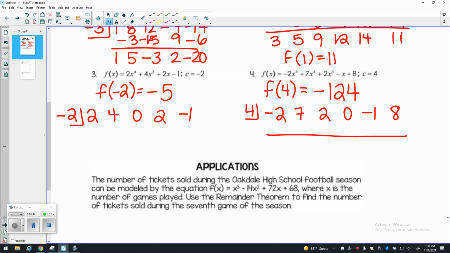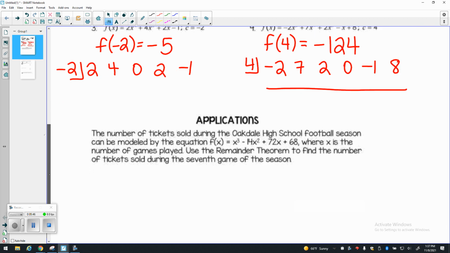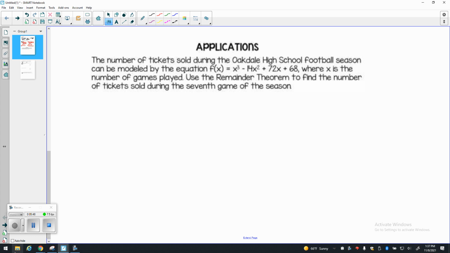Yes. Okay. Application problems are going to start getting really important in this class, especially when you get into conics. We do a project where it's like, hey, here's this issue with this bridge, you've got to fix it using a conic. Talk about that later. So there's my equation. It says use the remainder theorem to find the number of tickets sold during the 7th game of the season.